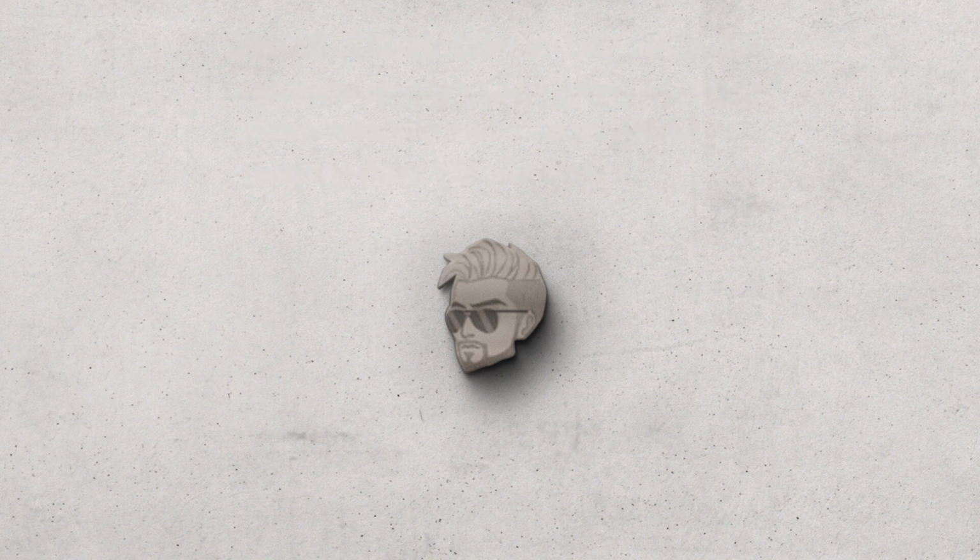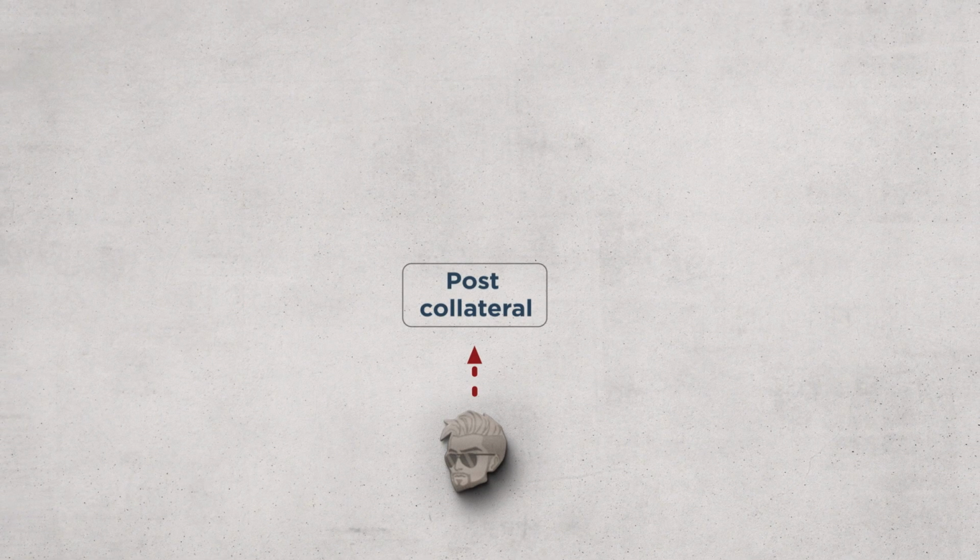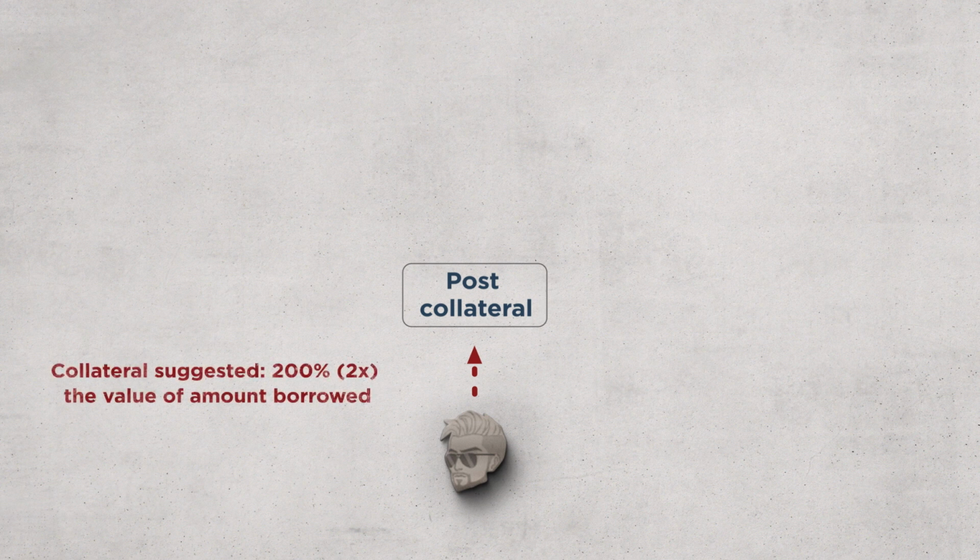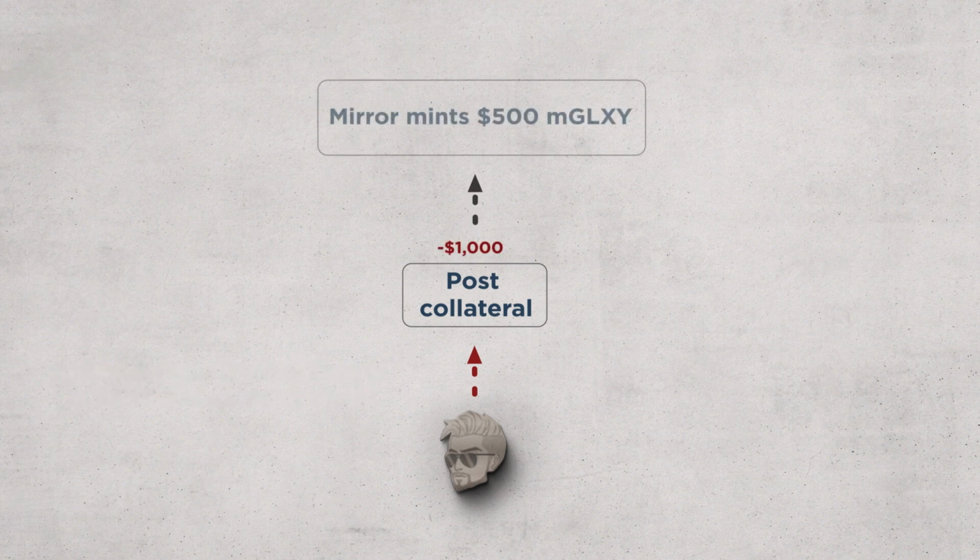To ensure you can't just take the money and run, Mirror requires you to post collateral in order to initiate the borrowing process. The collateral suggested by the protocol is 200% of the amount you wish to borrow, or 2x. So if we want to borrow $500, we will post collateral in the amount of $1,000. Once this is done, Mirror is going to automatically mint $500 worth of Galaxy, which is about 29 shares.